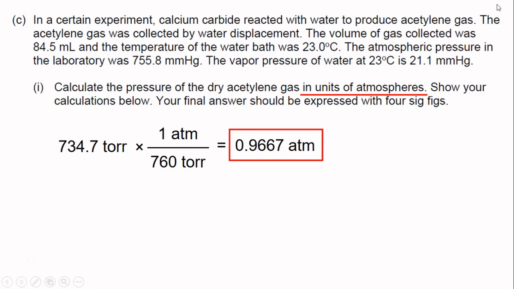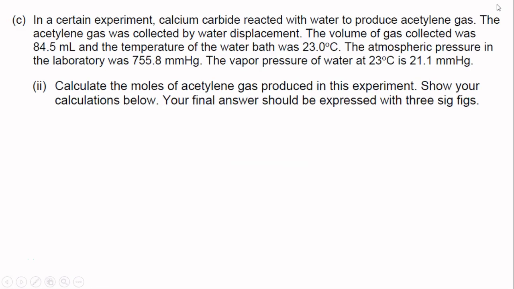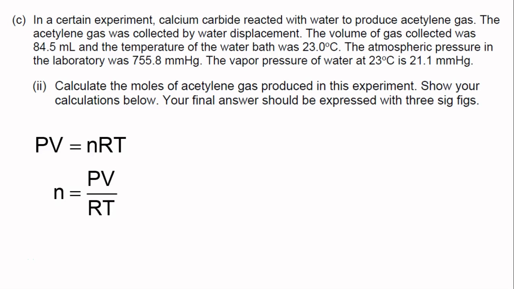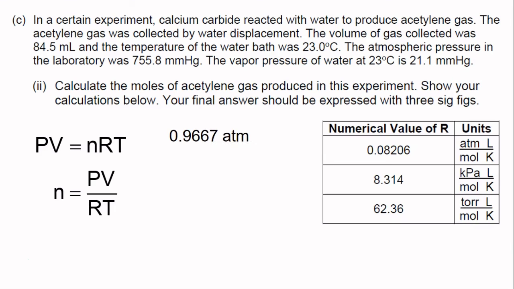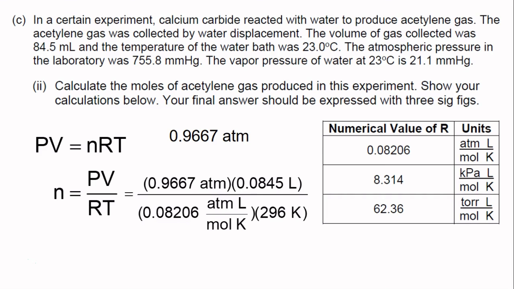Okay, the next part of this question is going to involve the ideal gas law. PV equals nRT. We're going to calculate the moles. So moles equal PV divided by RT. We know the pressure is 0.9667 atmospheres. We're going to use 0.08206 for our ideal gas constant because of the atmosphere unit.